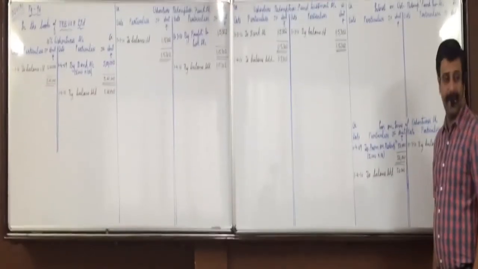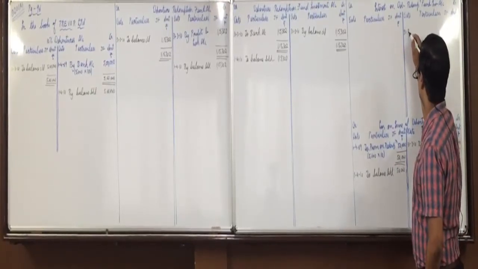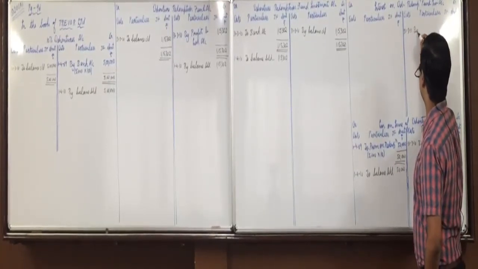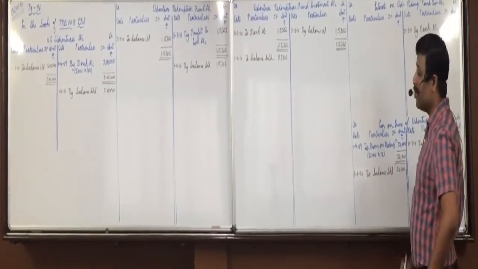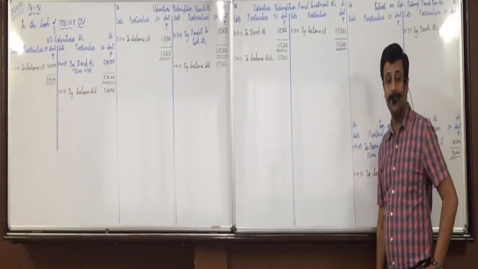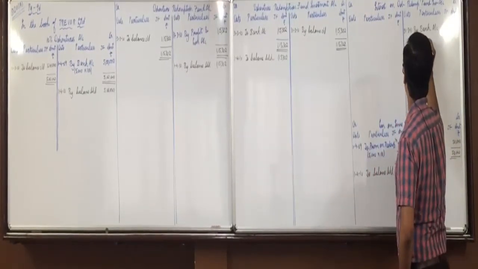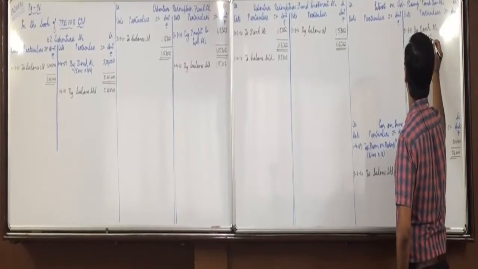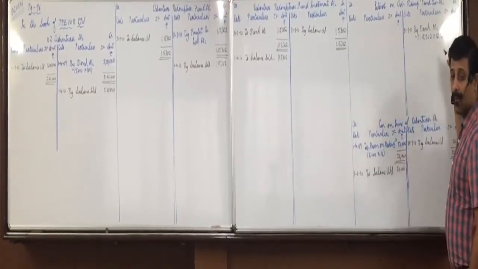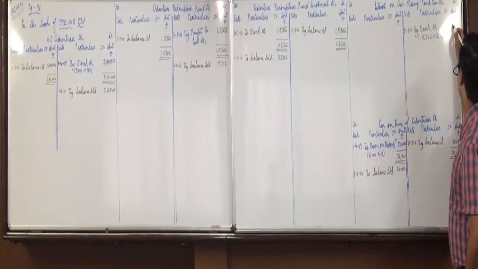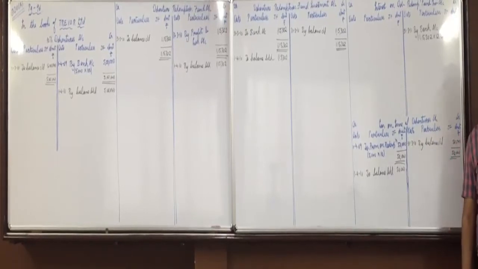Now next year, first we will receive the interest, bank account debit to interest. Interest on credit side by bank account. And as I told you, interest will always count on opening balance of investment. Can you see the rate is 12%? So 115,302 into 12%, 13,836. Did everyone understand this?